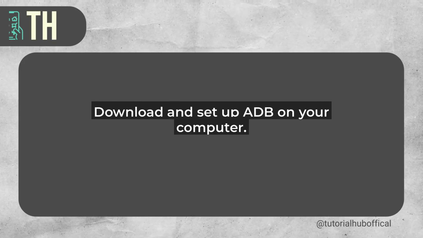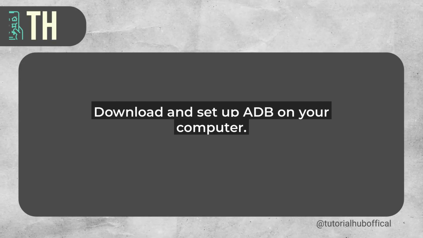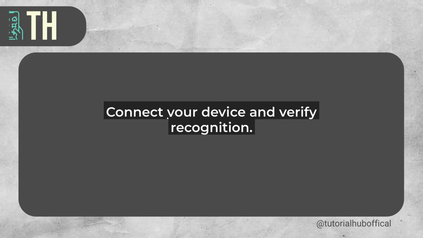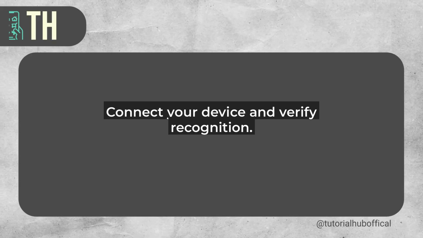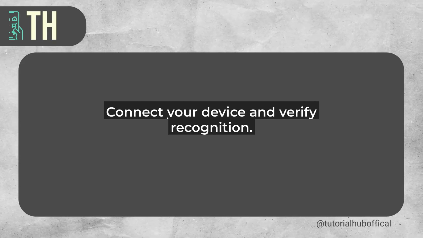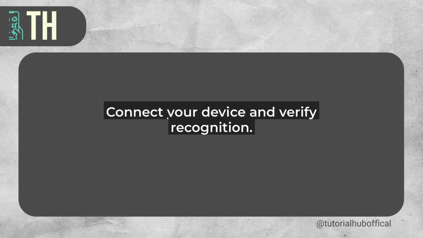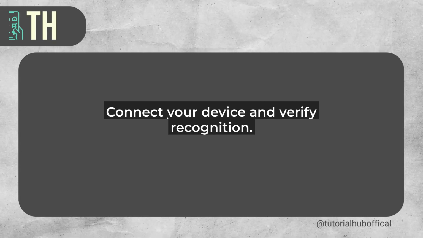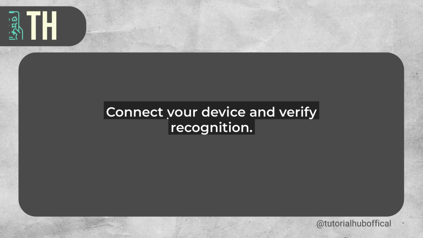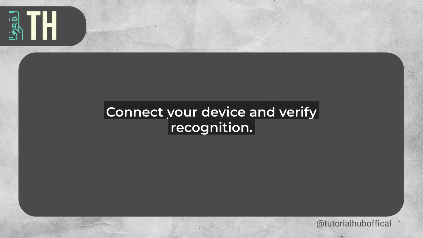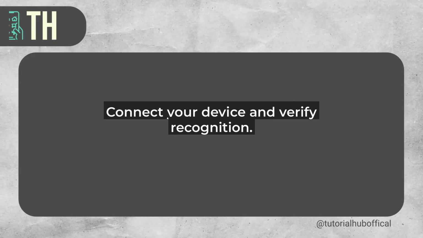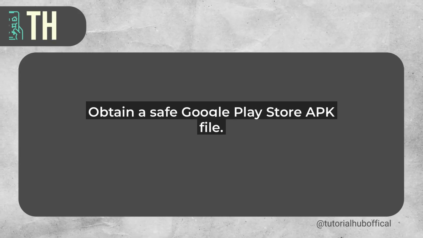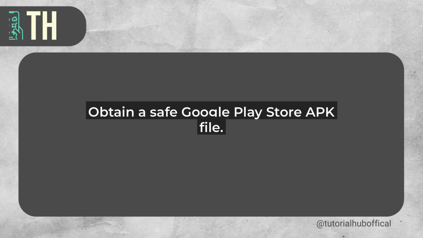Next, you'll need to download and install the Android Debug Bridge, ADB, on your computer. Head over to the official Android developer website, grab the SDK platform tools, and set it up. It's free and quick. Now, connect your Android device to your computer via USB. On your computer, open a command prompt or terminal window, navigate to the ADB folder, and type adb devices to check if your phone is recognized. If it shows up, great, let's proceed.